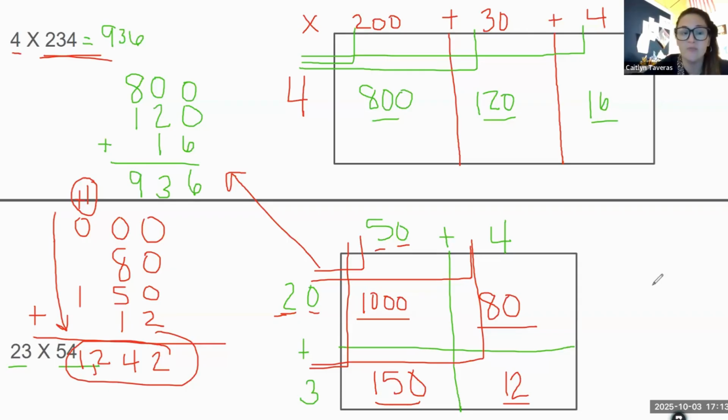And then later on, we're going to be bringing up that standard algorithm like we learned when we were children, where we're just multiplying across.